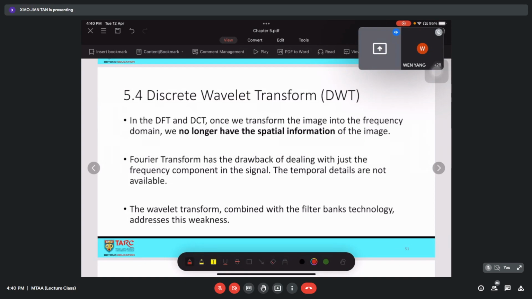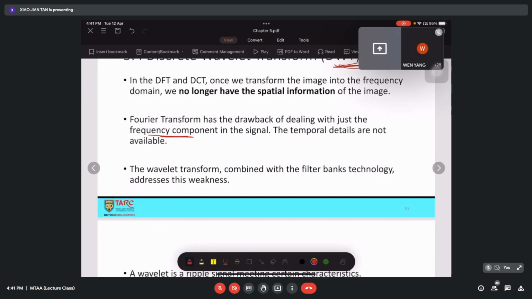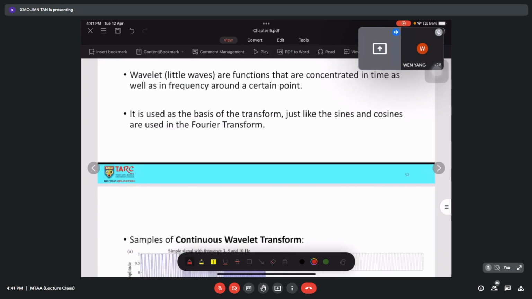Okay, so DWT is so-called better than DFT and DCT. The reason is that with DWT you have both spatial and frequency information. Since you have rich information, you would expect to have a better quality when you perform the compression. So Fourier transform has a drawback of dealing with just the frequency domain. The temporal details are not available, and the wavelet transform combines filter bank technology and addresses this weakness.